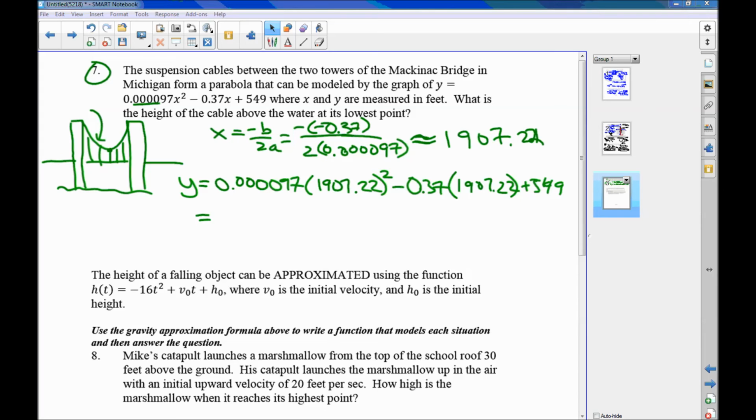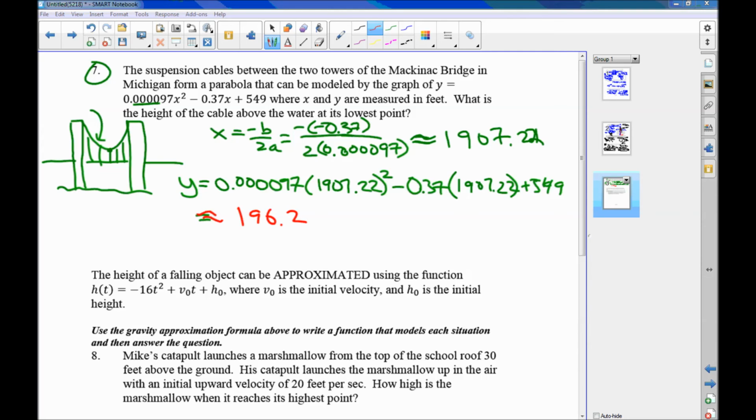So let's type it on the calculator. 0.000097, parentheses, 1907.22 to the second power, minus 0.37, parentheses, 1907.22, and then plus 549. And I got 196.1 something, so about 196.2. All right, so we just write our answer.